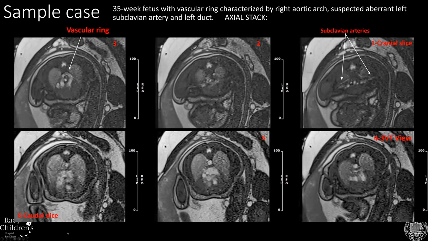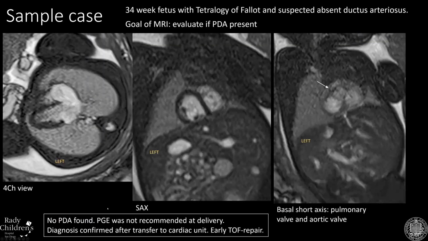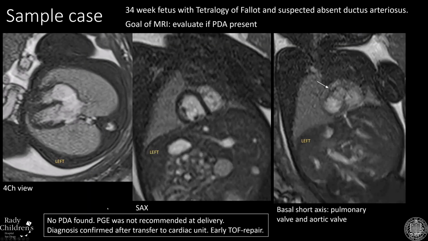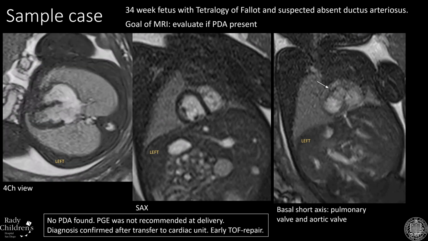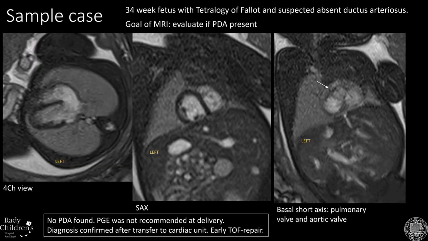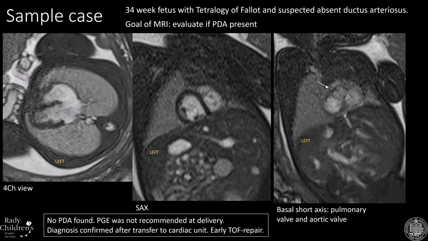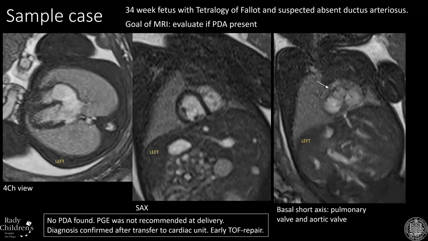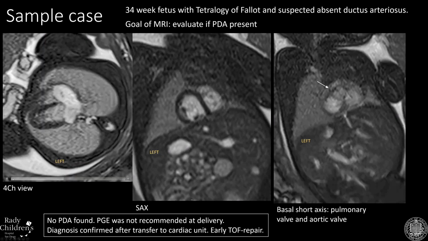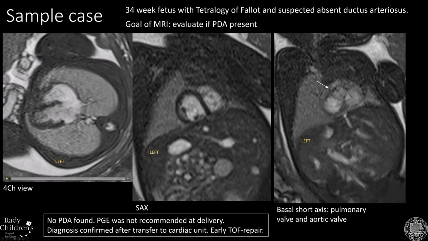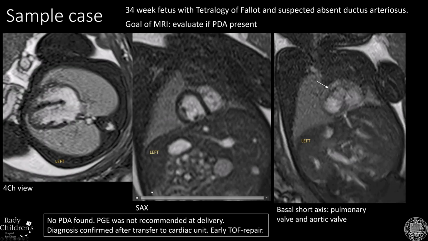Going on to the next case. This was a 34-week fetus with tetralogy of Fallot and was suspected of having an absent ductus arteriosus. So we wanted to evaluate if the duct was present. There was concern that this baby could be very cyanotic after birth. Here was our 4-chamber view. Our short axis stack.